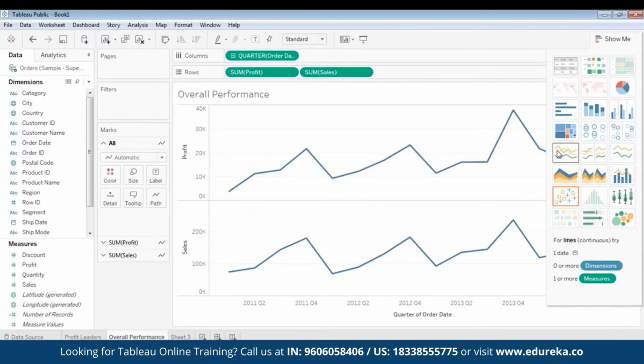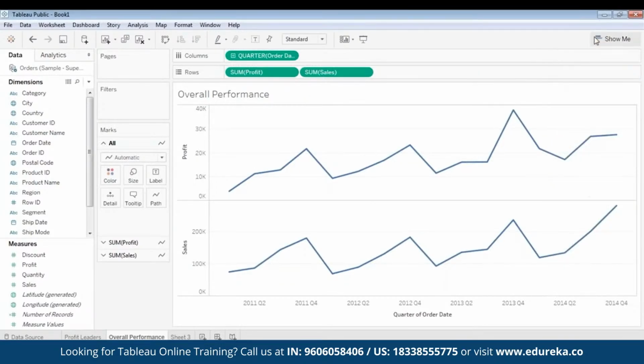And also in line representation you have multiple options: line discrete, dual lines. So there are multiple representations here, because I want to show the trend starting from 2011 to 2014 for profit as well as sales. That's why I have selected line representation, because it will give me more insight looking at the visualization it is showing me right now. So my quarter, my order date is here, and according to the quarter, my profit is here, my sales is here.